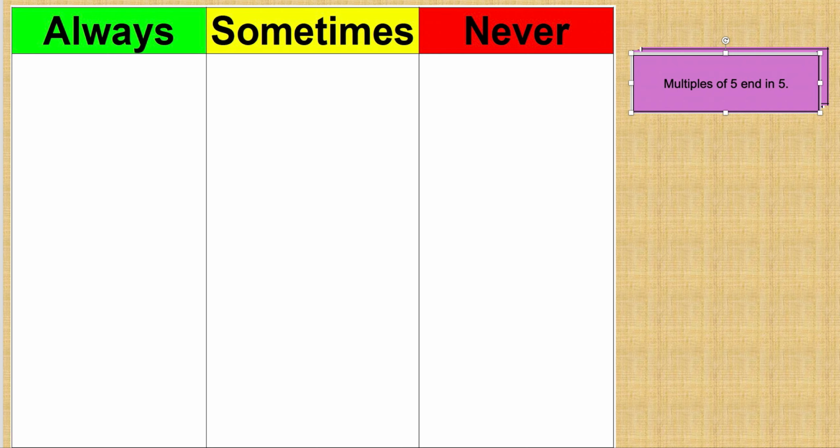So obviously this activity structure is called always, sometimes, never true, and involves students analyzing statements that are made and determining which category that statement fits in. Is the statement always true, sometimes true, or never true?